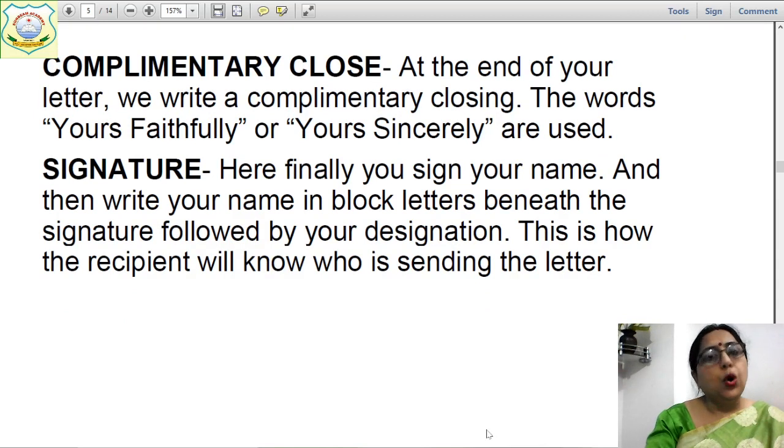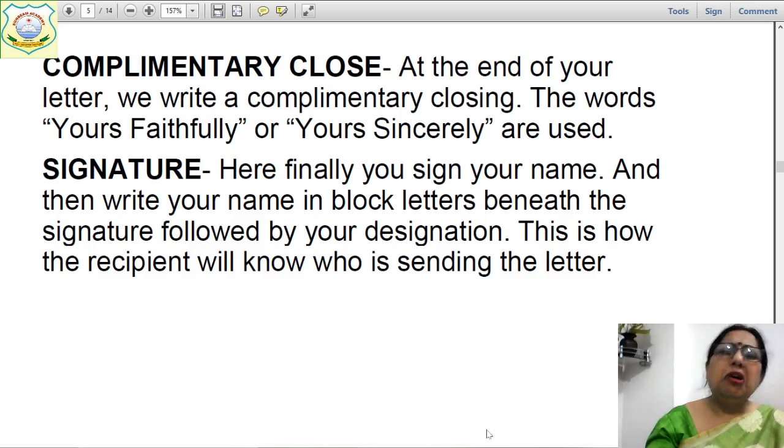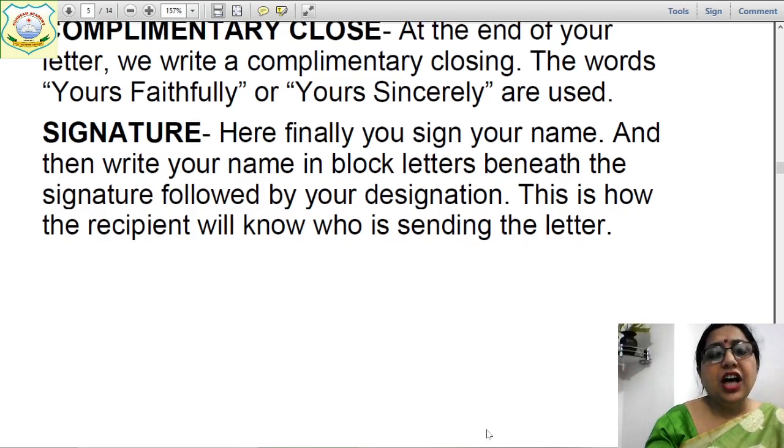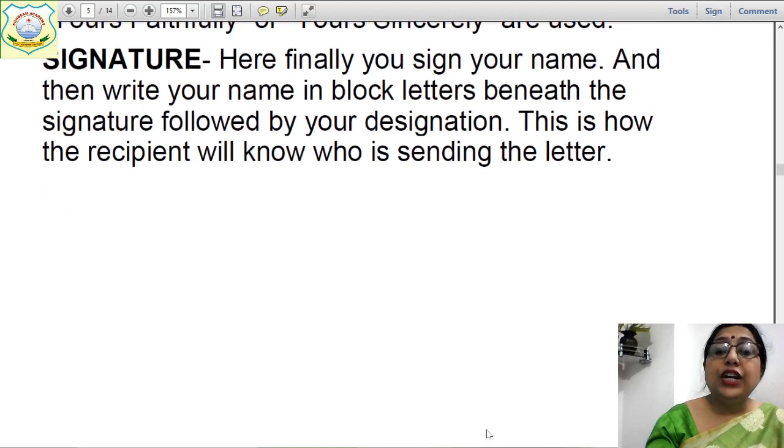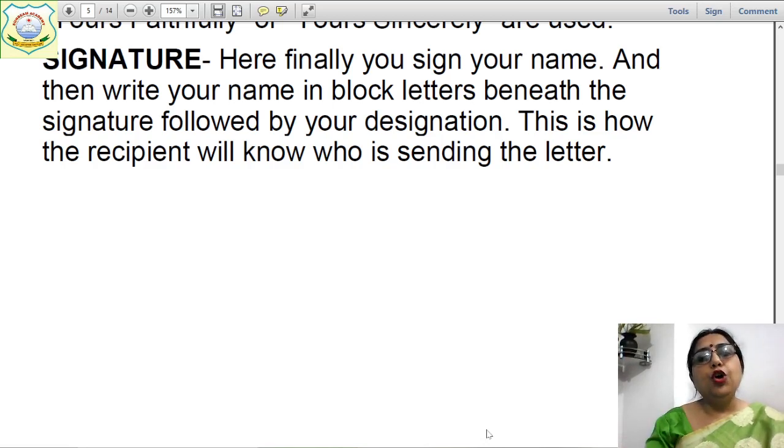Then the complimentary close. At the end of your letter, we write a complimentary closing. The words "yours faithfully," "yours sincerely" are used, or you can write thanking you and the name. And the signature with designation, children. Here you sign your name and then write your name in block letters beneath the signature, followed by your designation. This is how the recipient will know who is sending the letter.